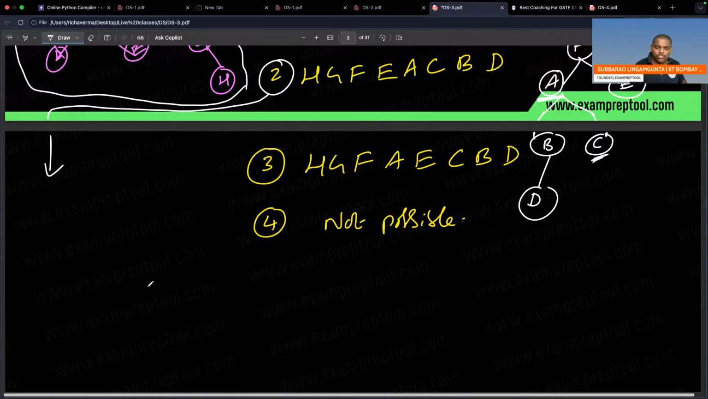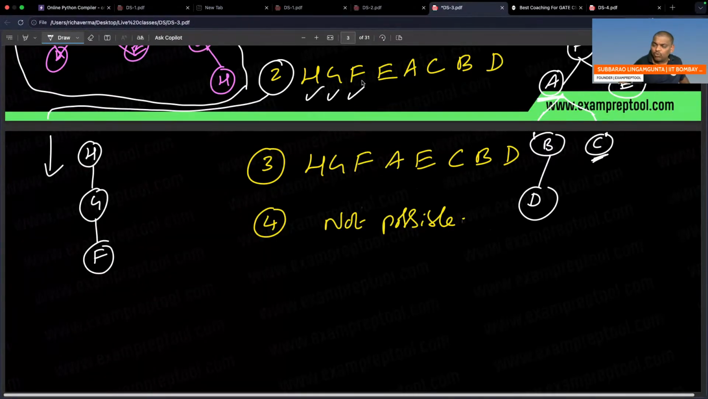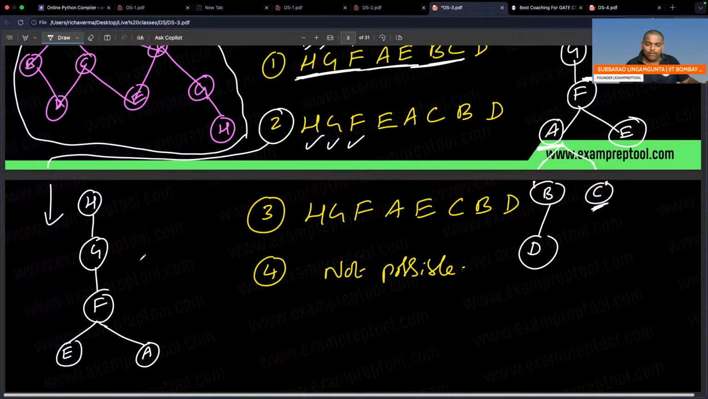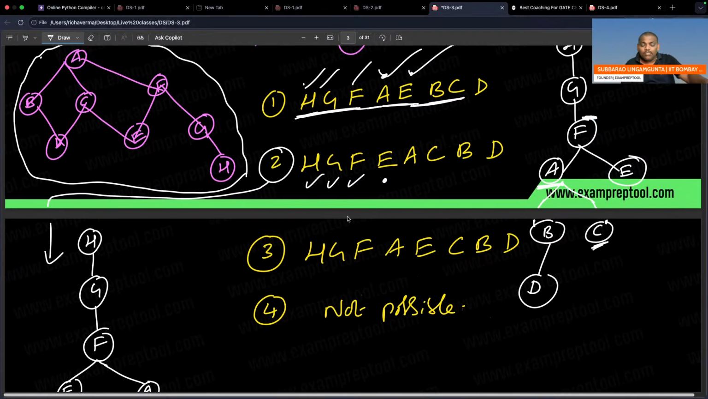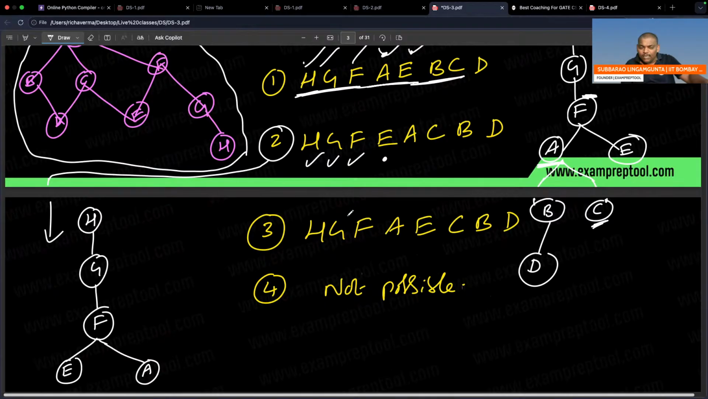Everyone start now. Start from H. Okay. Next one G. That is also okay. Next one F. Till now, no issue. F adjacent is two vertices, E and A. But E first, A next. Now go to E. F adjacent is EA. So see the graph and talk. E adjacent is CF. See the graph.